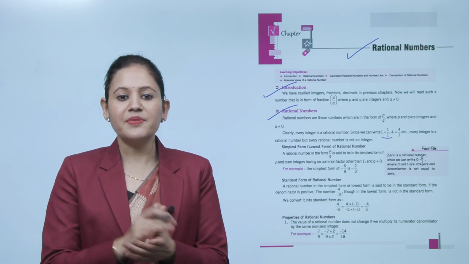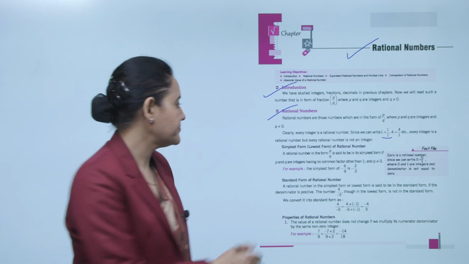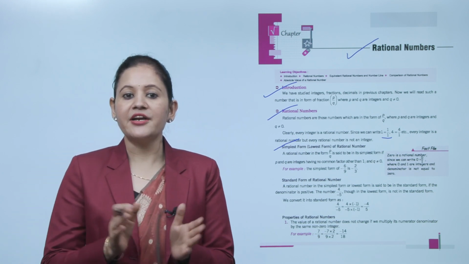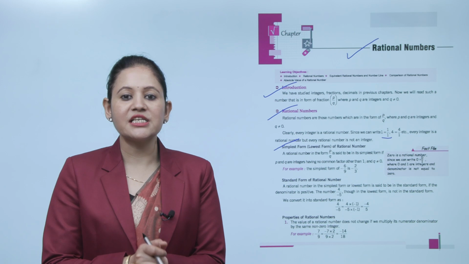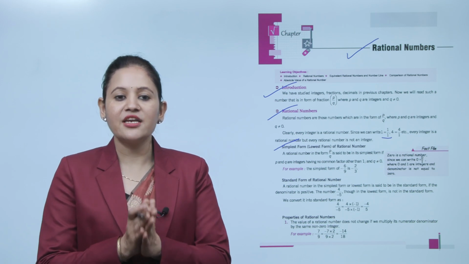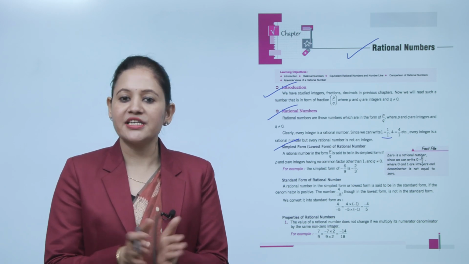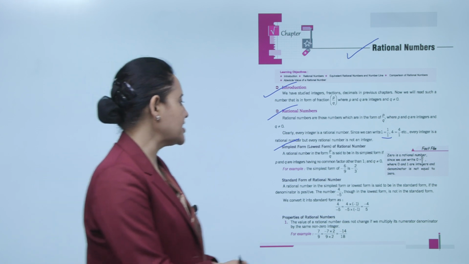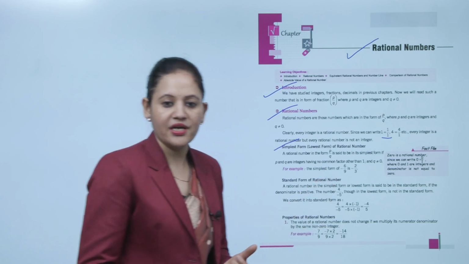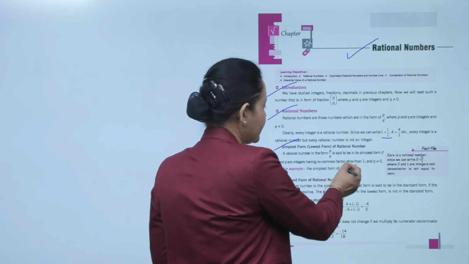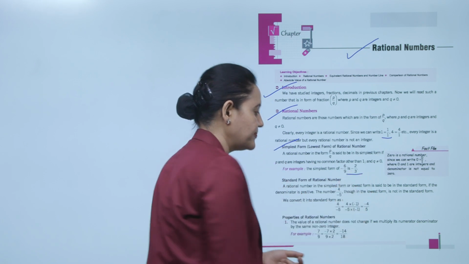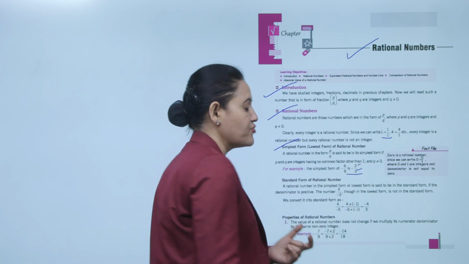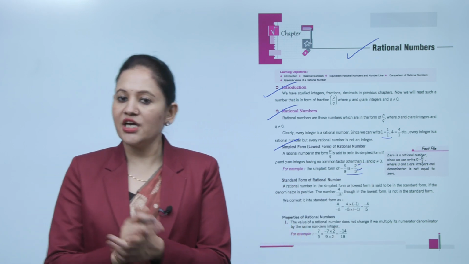Clear? Simplest form or lowest form of a rational number. A rational number in the form of p by q is said to be in simplest form if p and q are integers having no common factor other than 1 and q is not equal to 0. For example, the simplest form of 6 by 9 is 2 by 3. Minus 6 by 9 है, so minus 2 by 3 हो जाएगी. Here, the numerator and denominator have no common factor other than 1.